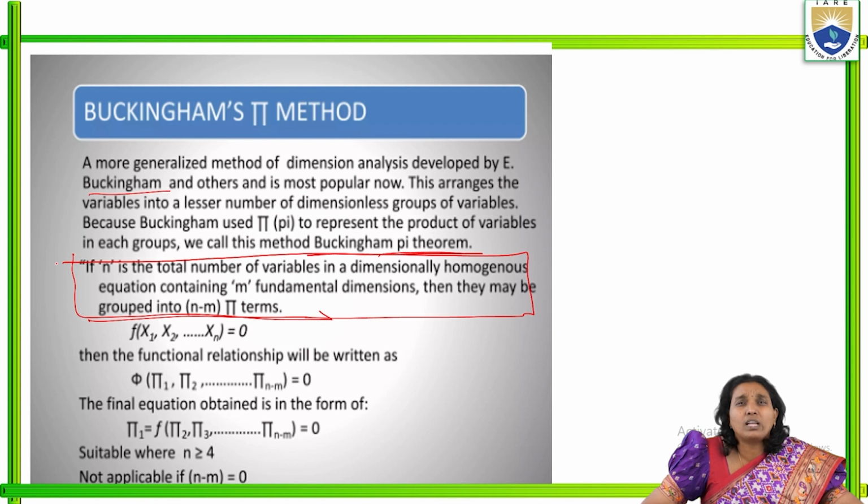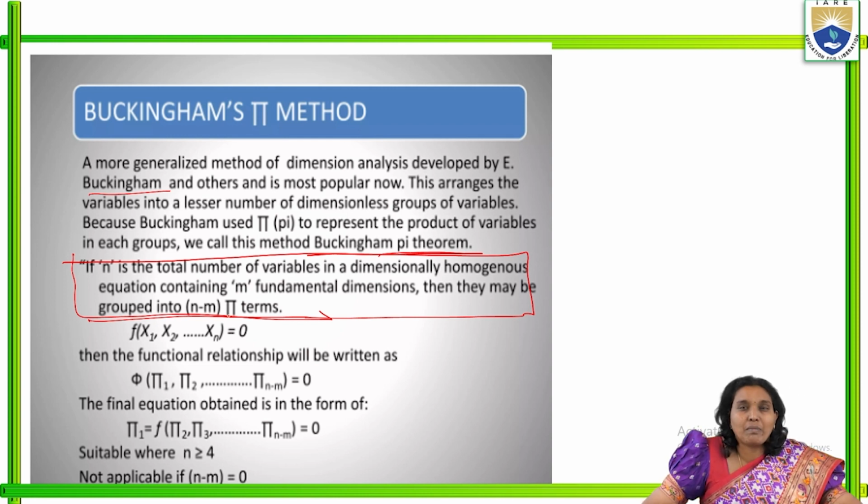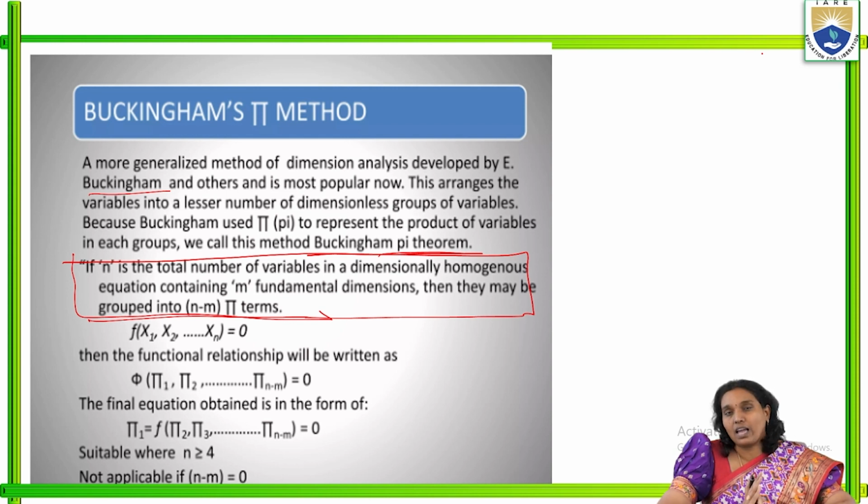If n is the total number of variables in a dimensionally homogeneous equation containing m fundamental dimensions, then they may be grouped into n minus m pi terms. It is suitable for any number of variables presented in a relationship, and it is the best method when we require a relationship between n number of variables. That is Buckingham's pi theorem.